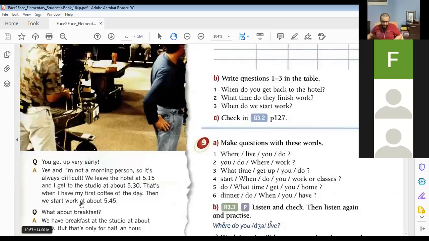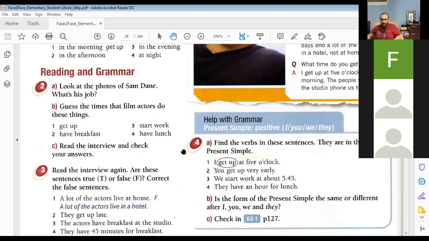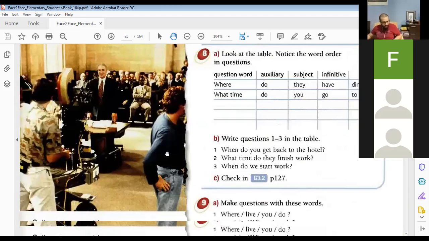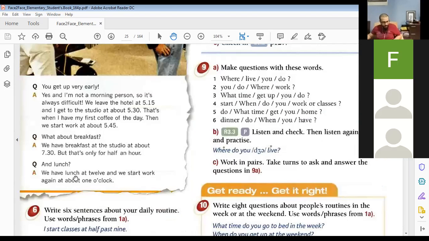Yeah, you're right. He said we start work at 5:45. Correct. When do they have lunch, or when does Sam have lunch? At 1 o'clock, I think. Is it 1 o'clock? I think it's 12 o'clock. Yeah, I think it's a 1 hour break. So he starts lunch at 12 o'clock, and then they go back to work at 1 o'clock.